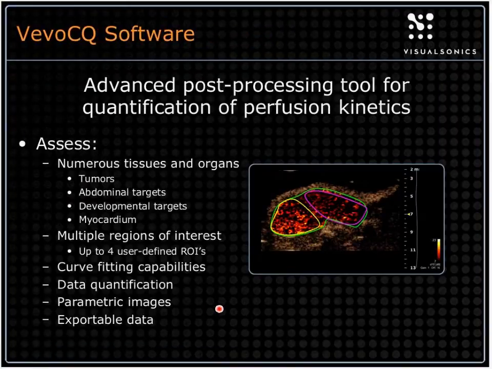So as we've stated, this is an advanced post-processing tool. VevoCQ is something that you would do on your data after you capture it. So you would go in, you'd image, you'd capture a series of data, and then take those data into CQ and start to look at them. You can draw regions of interest, up to 4 in the area, and you've got an example here of those regions of interest drawn around a tumor.